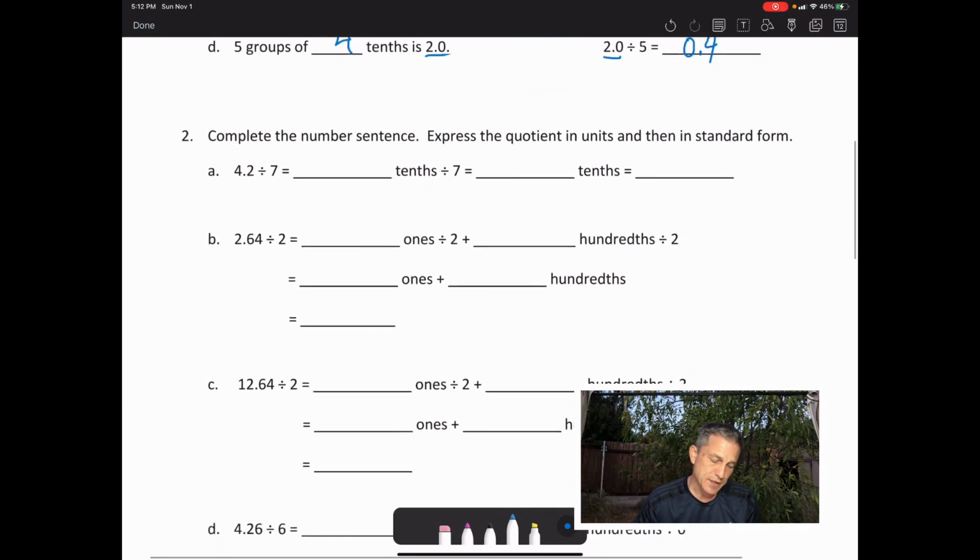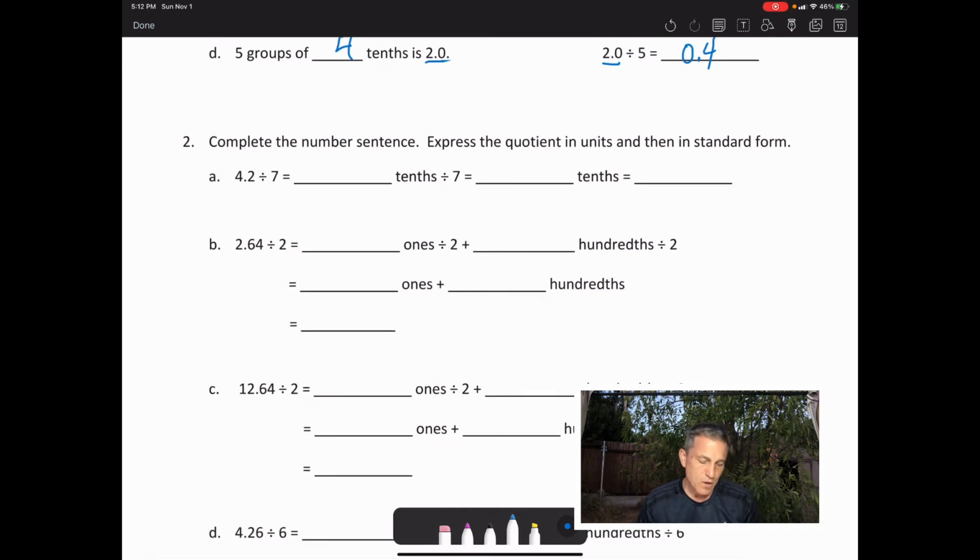Moving on to the second section, they're going to have us convert for A, B, C, and D. They're going to have us convert the standard form of the division problem into unit form before dividing. And then we're going to convert it back into standard form.